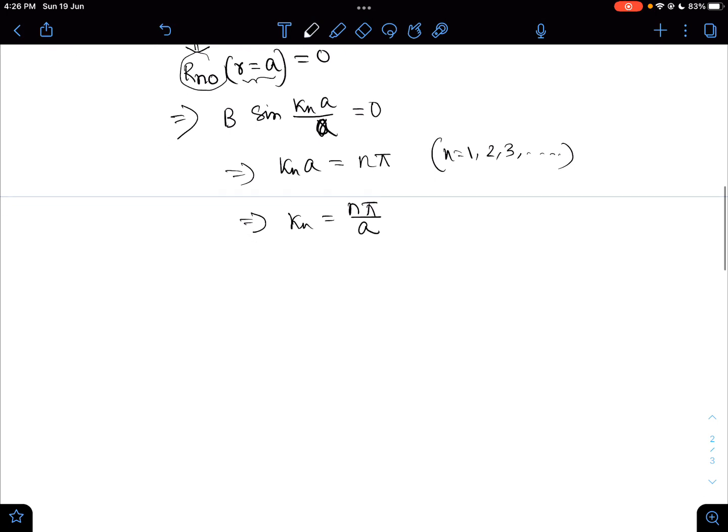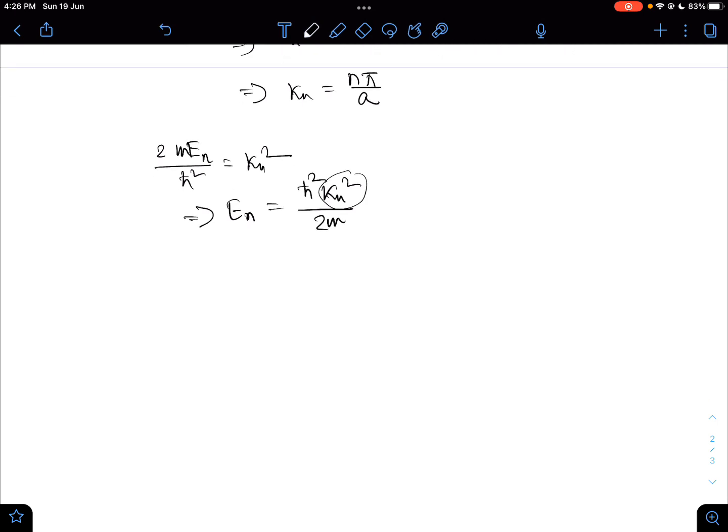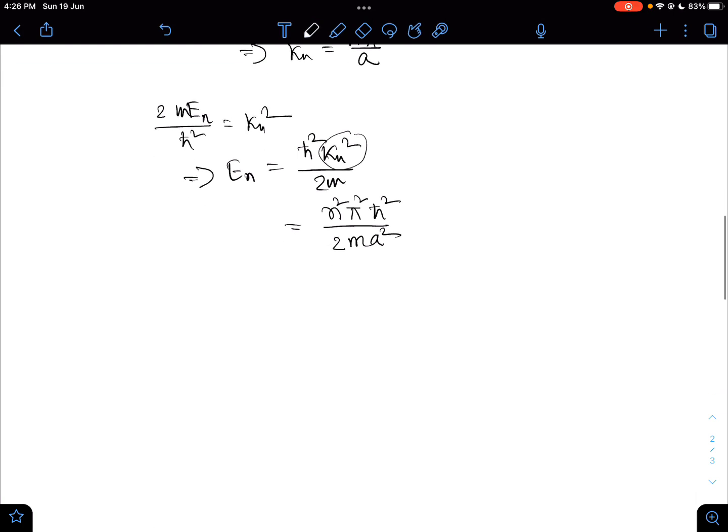And we know that k_n and energy are related by the following equation: 2mE by h cut square is our k_n squared. So E_n is h cut squared k_n squared by 2m. If we put our value of k_n, then we end up with n square pi square h cut squared by 2m a squared.